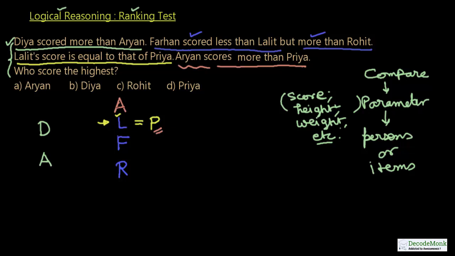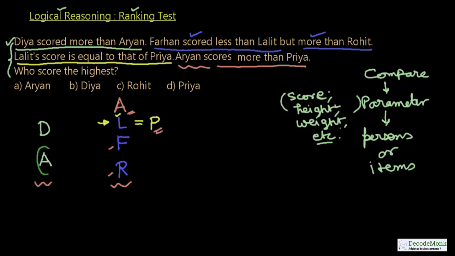So ultimately, with Aryan more than Priya, Aryan is also above Lalit, Aryan is also above Farhan, Aryan is also above Rohit. So these two structures we have made from the given statements.